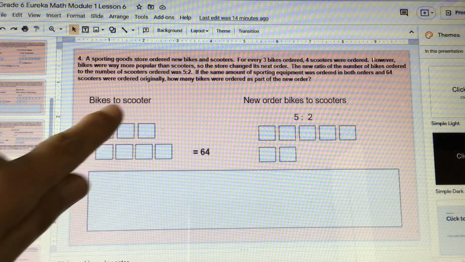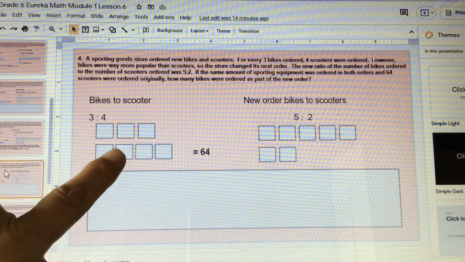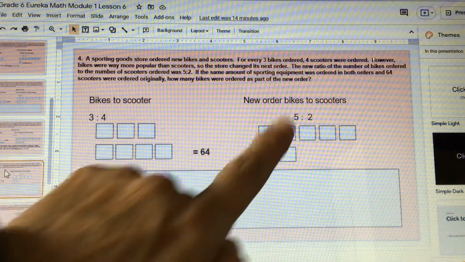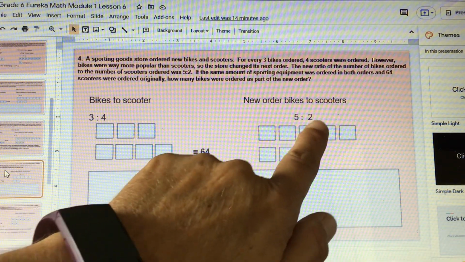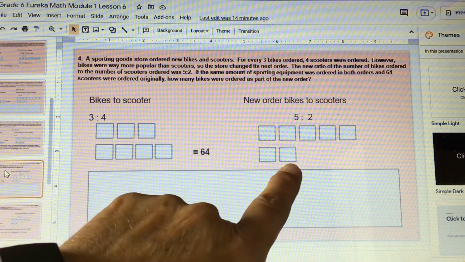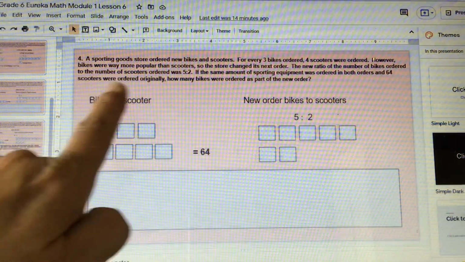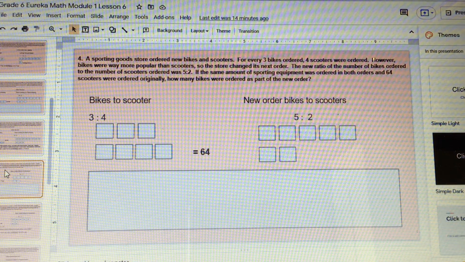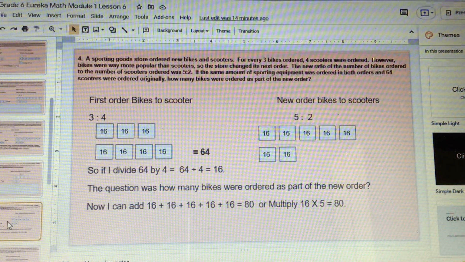So you have bikes to scooters, they gave us that, 3 to 4, and make a tape diagram, 3 to 4. They told us the new order of bikes to scooters, 5 to 2, so 5 to 2, your tape diagram. They also gave us 64 scooters were ordered originally, so 64. Okay, so what do you think we have to do next to find our answer?